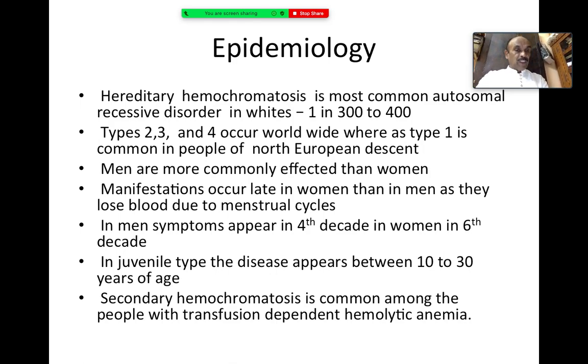Secondary hemochromatosis is common among the people with transfusion-dependent hemolytic anemias like thalassemia and sickle cell anemia. And we commonly see the people with thalassemias. And they are transfusion-dependent. Unless you give the transfusion, they will die of anemia associated complications like congestive heart failure.